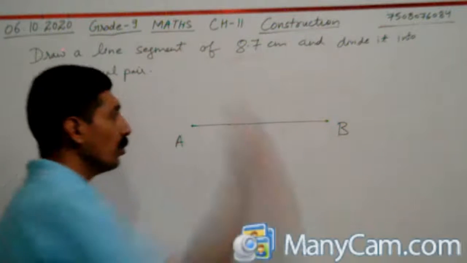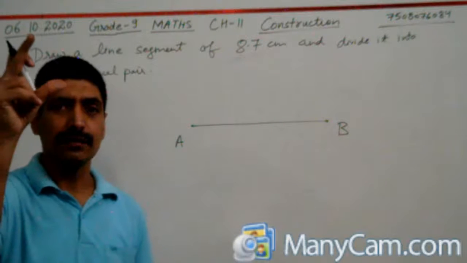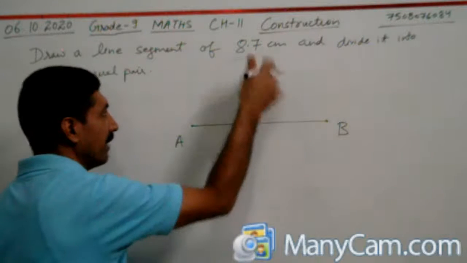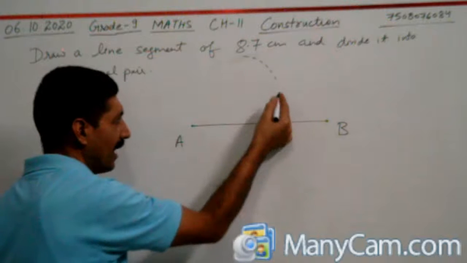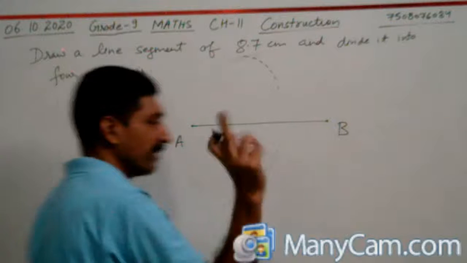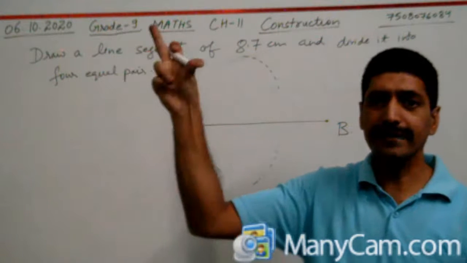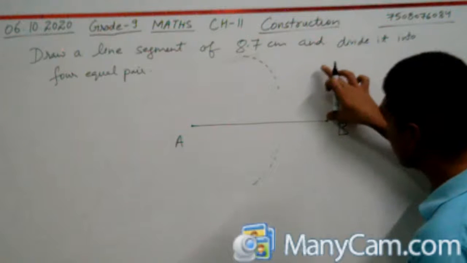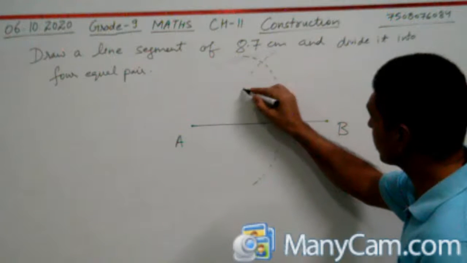Now what will we do? We will open the compass more than half. Suppose half is here, we will move more than half and make one arc. Right? The same arc we will make from point B. We will not change the length of the arc; the length will remain the same. Fix the compass at point B and make the arc in the same way.